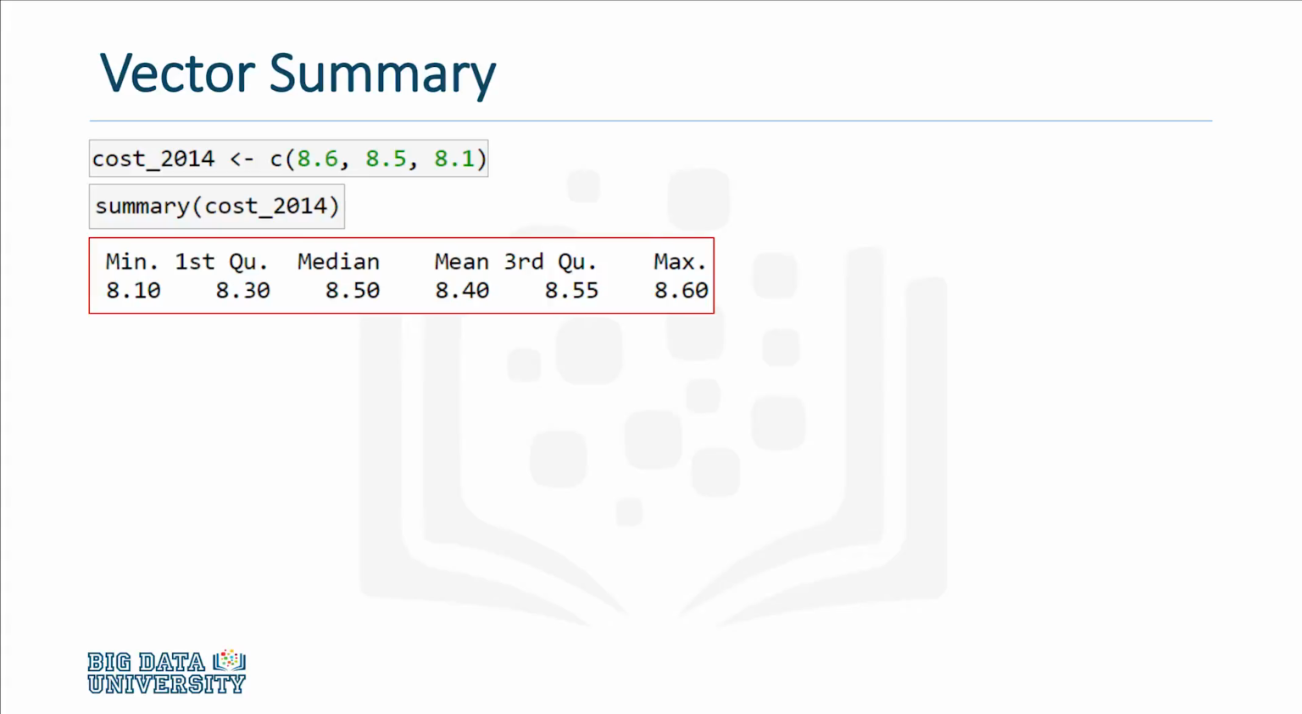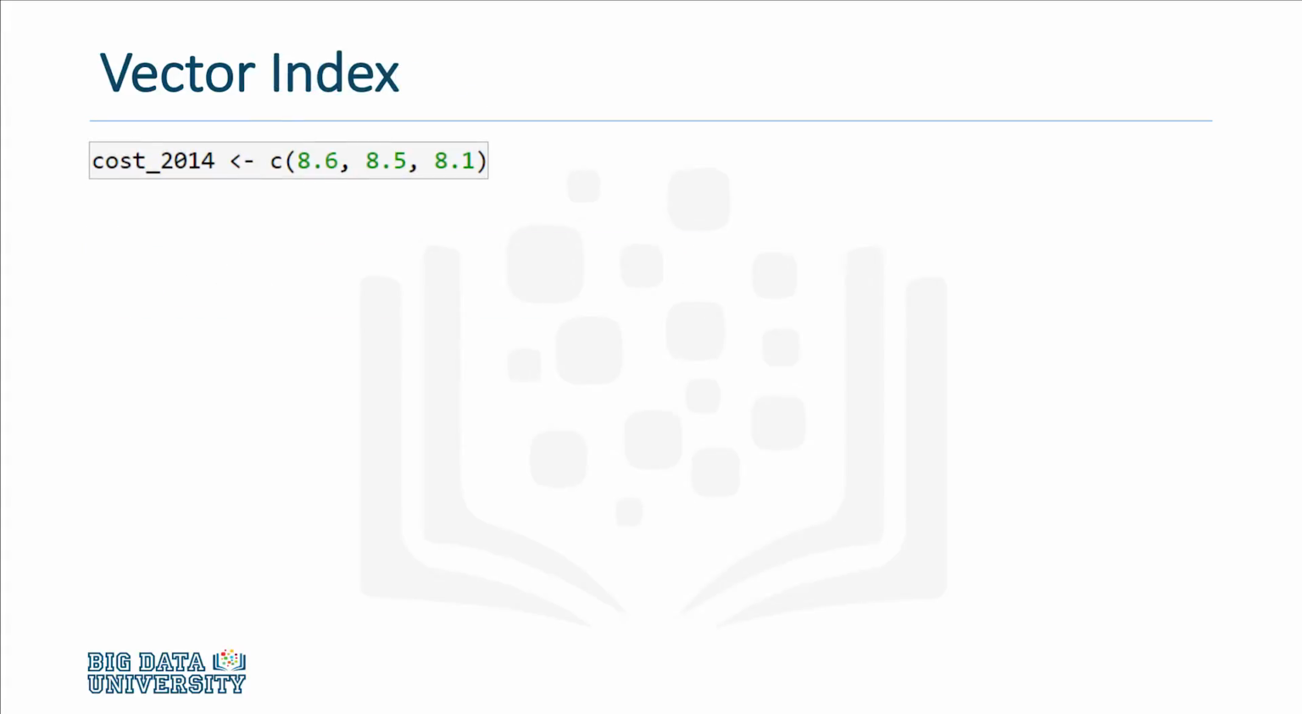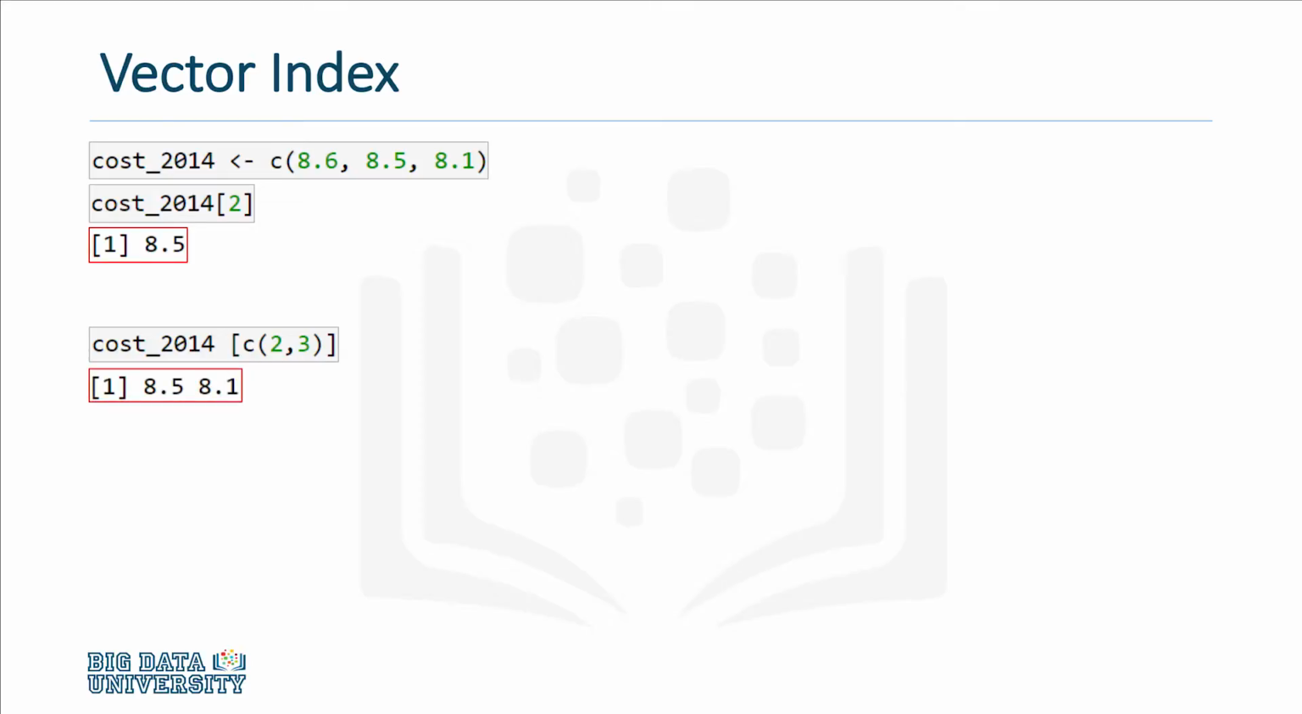In order to retrieve an element of a vector, you simply need to write the vector's name, followed by the desired index in square brackets. So this piece of code would retrieve the second element. You can also use a vector inside the square brackets. In this case, we're telling R to retrieve the second and third elements.